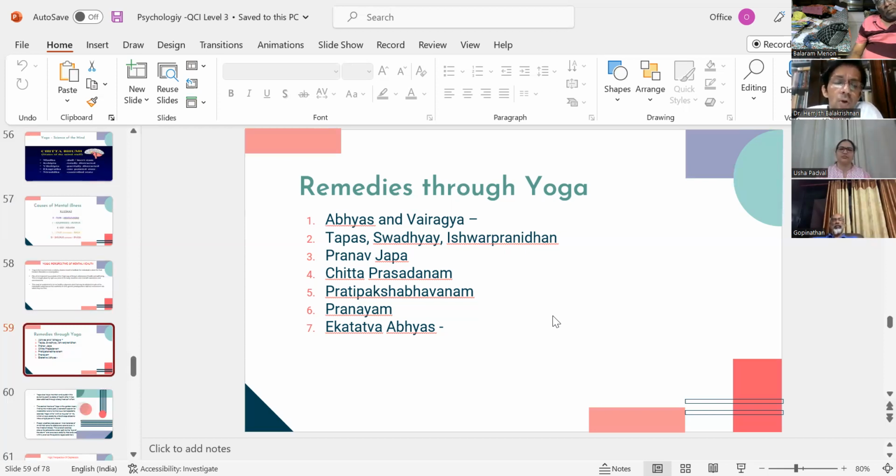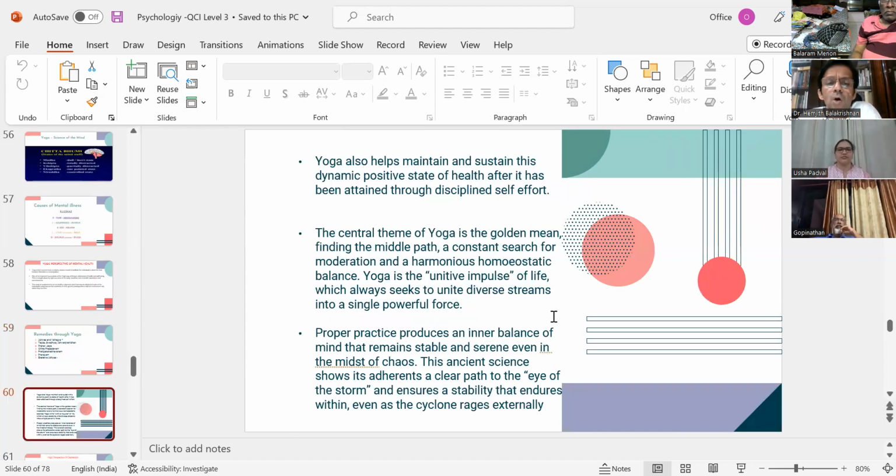Kriya Yoga, we all know that: Tapas, Swadhyaya, Ishvara Pranidhan. Swadhyaya is nothing but reflection about our own self. We say self study. It is not studying on our own, it is a study of the self. Okay. Pranava Japa, Chitta Prasadanam, Pratipaksha Bhavanam, Pranayam, Ekatattva Abhyas. These are all ways in which yoga gives you to have a very good psyche. Yoga also helps and maintains and sustains this dynamic positive state of health after it has been attained through disciplined self effort.